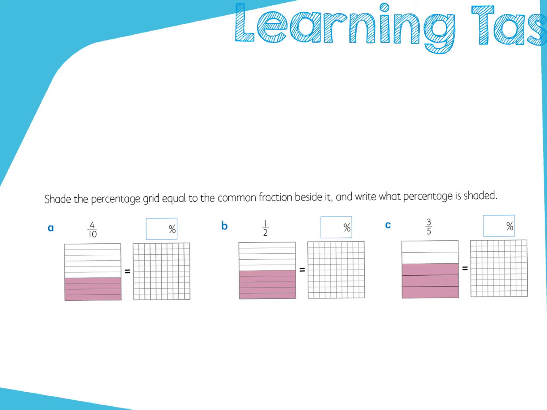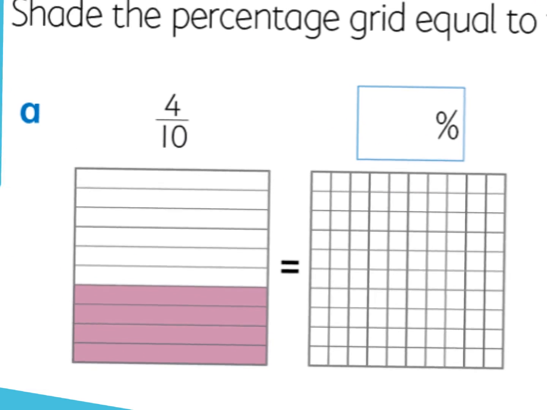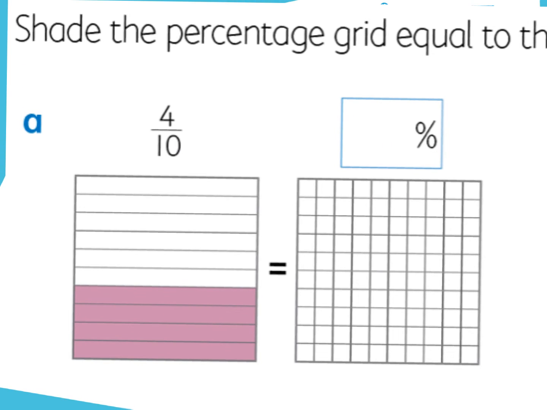All right, now it's our turn to have a bit of a go. So let's have a look at this first one. It says shade the percentage grid equal to the common fraction beside it, and then write the percentage shown. I'm going to make this a bit bigger so we can see it a little bit clearer. And you can see here straight away that I've got shaded in 4 times. I'm just going to make this bigger so it stands out. So I've shaded in 4, 1, 2, 3, 4.